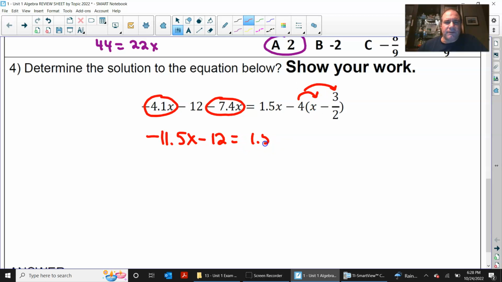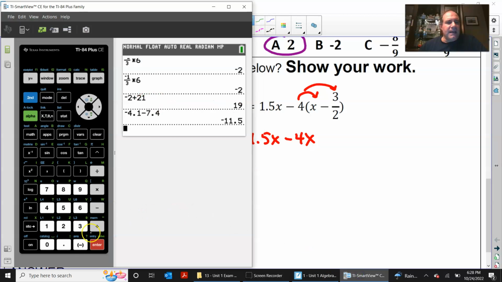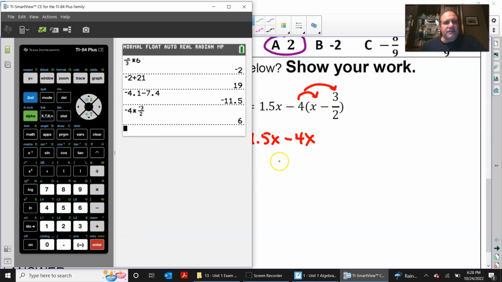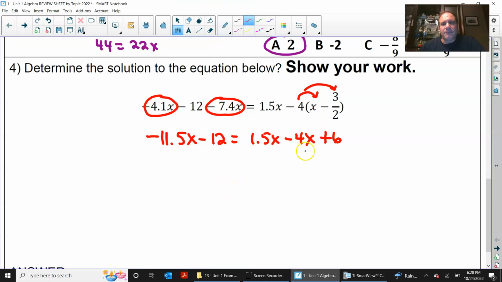I'm just going to bring the 1.5x down though. And negative 4 times x is obviously negative 4x. I'm going to bring the calculator back, and I'm going to go negative 4 times, and alpha x to bring up the calculator. It is a negative 3 over 2. Negative times a negative is definitely a positive, and it works out nicely because it works out to be a positive 6. So you know that we have a like term that we have to combine on this right side.